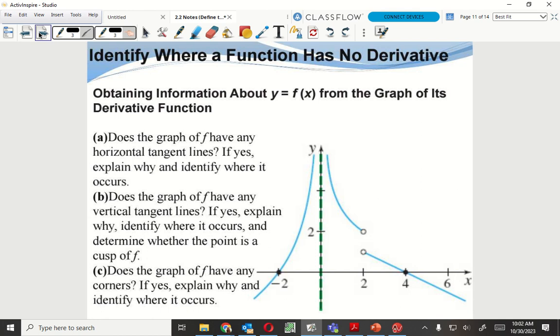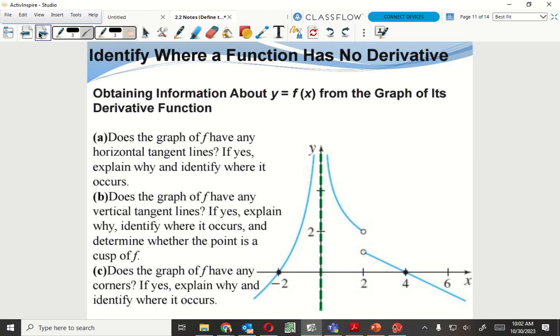Does the graph have any vertical tangent? In this case, I have a vertical tangent where? Say 0. Yeah, right here at 0, because it's an asymptote here. This is going to be an asymptote, so it's going up to positive infinity on both sides. If you have to explain why, identify where it occurs, determine whether the point is a cusp. Okay, don't worry about the cusp yet.